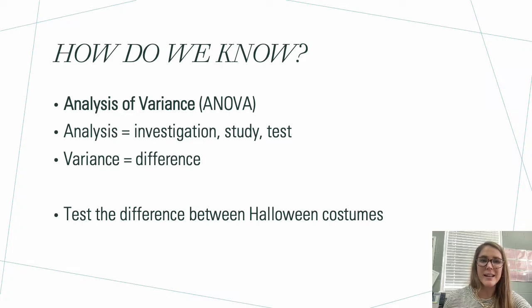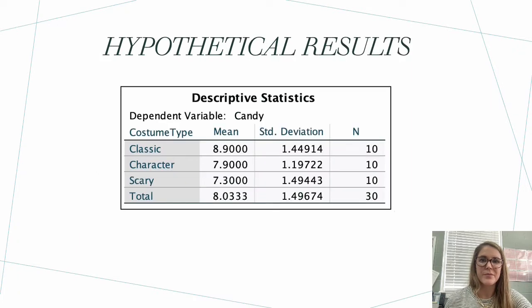Remember, an analysis is like a test or an investigation or study, and variance means difference. So we're testing the difference between the effectiveness of Halloween costumes. And we can use a computer program called SPSS to do that. So we put our data into SPSS and we get some results. SPSS gives us the averages of the amount of candy that each costume got, or the mean. So we can see that the classic type of costume resulted in more candy than the character, which resulted in more candy than the scary costumes.